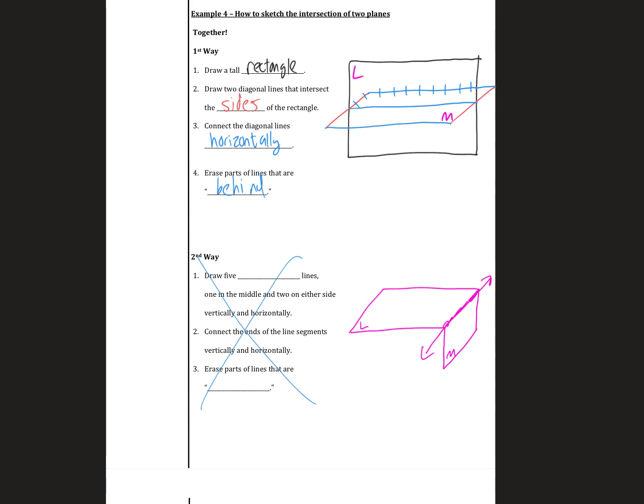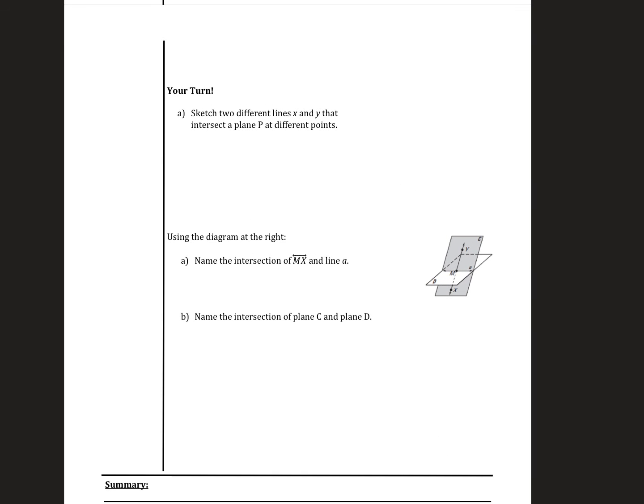All right, there are a couple examples for you to try down here. Give them a try, see how you do, and then we'll go through it. It says sketch two different lines, X and Y, that intersect the plane P at different points. So we're going to draw a plane, and then two lines that intersect at different points. I'm going to draw line X, which intersects here and goes through the bottom. Then line Y is going to cross right here and go through the bottom like that. Those are two different lines that intersect at different points.